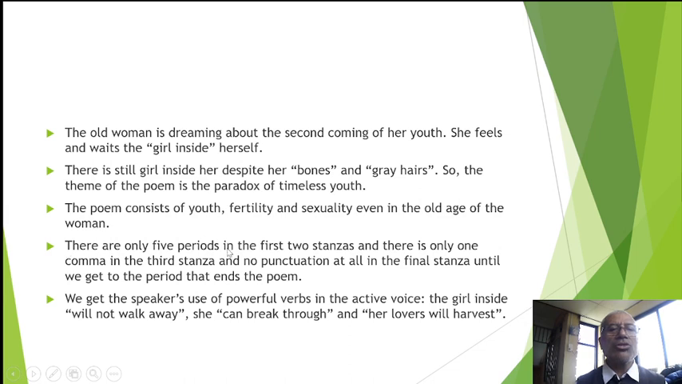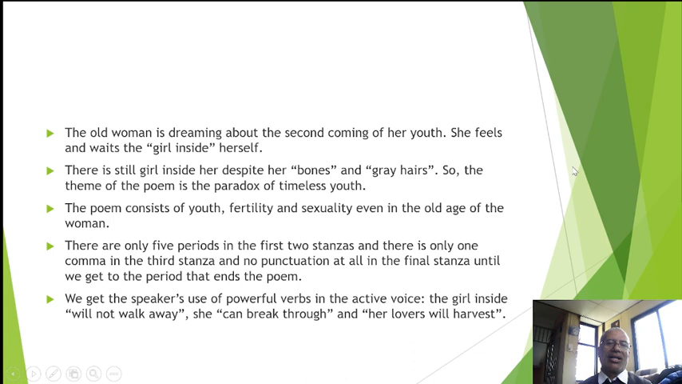The old woman is dreaming about the second coming of her youth. Her youth is coming again. There is a second coming of her youth. She feels and waits, the girl inside herself. See there, she feels and waits, that second coming is in her life. Her sexual desire, her erotic desire is just like the second coming. There is still a girl inside her despite her bones and grey hair. She is quite old, grey hair and bones are old, but she still has a very good intention of erotic desire.